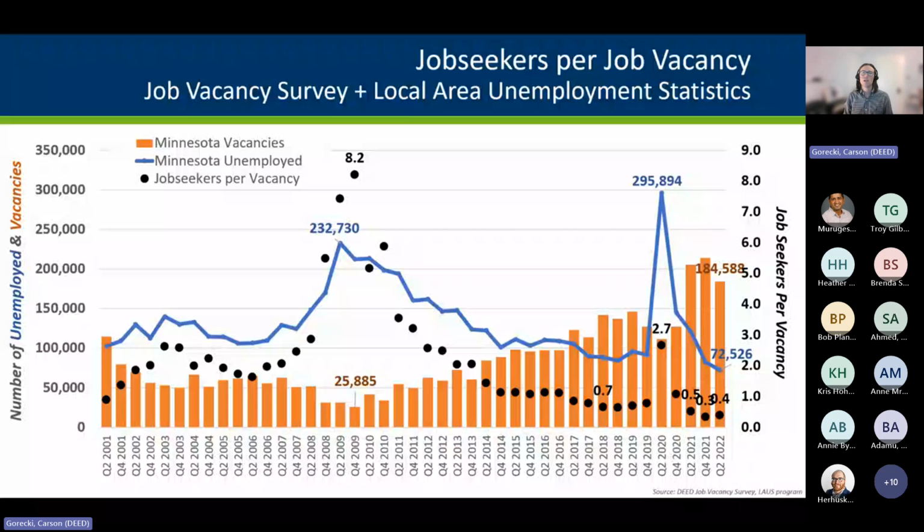Put those two together and then add in job vacancy survey data, so the number of job openings we have statewide, and we get a real measure of the tightness of the labor market. The black dots represent the number of job seekers divided into the number of job openings. So in 2009, at the peak of the Great Recession, we had 8.2 job seekers for every job vacancy. So that was a very employer-friendly market. It meant that they kind of had their choice of applicants, and a lot of people were looking for work relative to the number of jobs available.